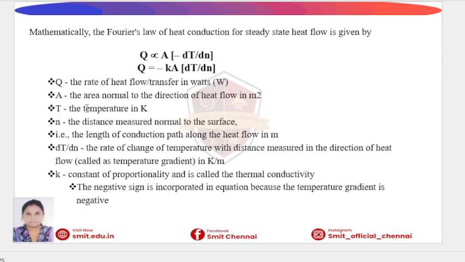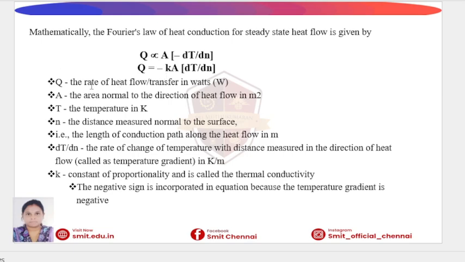Mathematically, Fourier's law of heat conduction for steady state heat flow is given by Q is directly proportional to A times minus dT by dn. Okay, so now this equation changes to Q is equal to... So to remove the proportionality constant, we are adding a constant K here. So Q is equal to minus kA dT by dn.